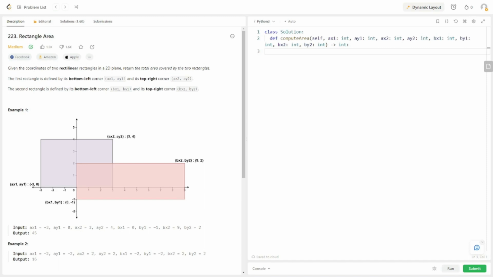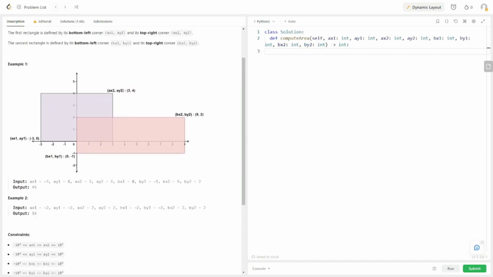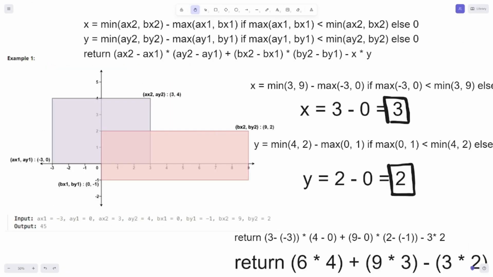So we're given the top right and bottom left coordinates of each rectangle, defined as top right ax2, ay2, bottom left ax1, ay1, and so on. The constraints are that the coordinates will be somewhere between negative 40,000 to positive 40,000. Let's look at the example.